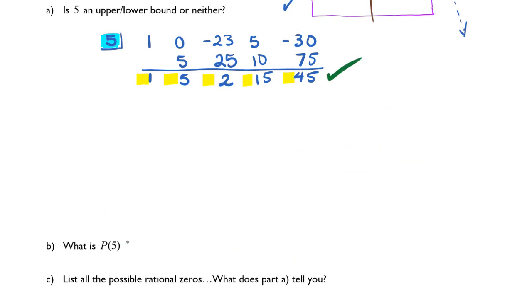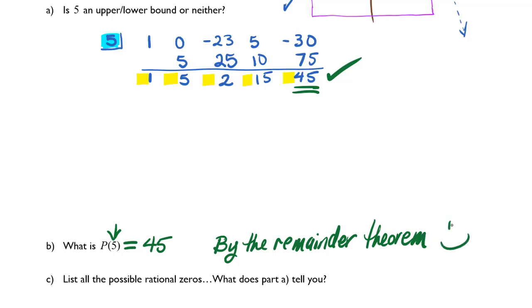In part B, it asks us what p of 5 is. Well, if we were to substitute 5 into the function, we would get 45 out. Do you remember which theorem this is? By the remainder theorem, we know that the remainder, 45, is also the range value of an input of 5. That was an easy fix.